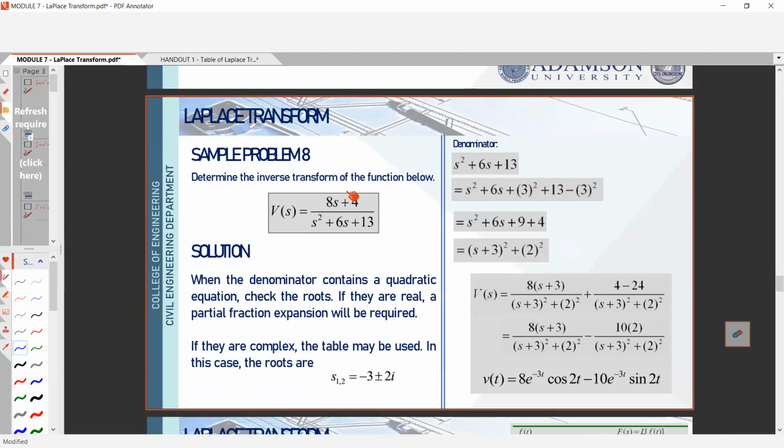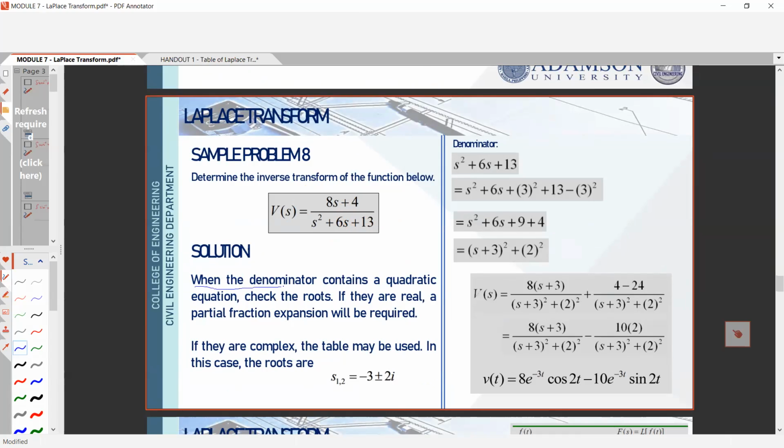Okay. So, sample problem 8. Yan, sample problem 8 na tayo. So, determine the inverse transform of the function below. Ayan. So, the function is 8s plus 4 over s squared plus 6s plus 13. Okay. So, by the rule of thumb, ganito.